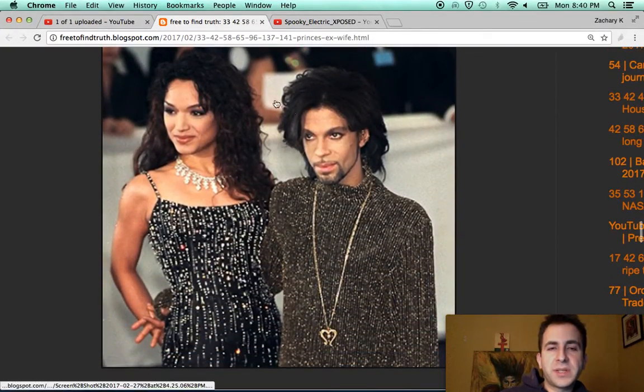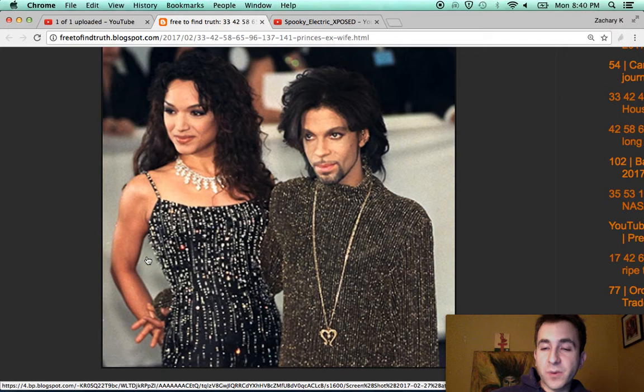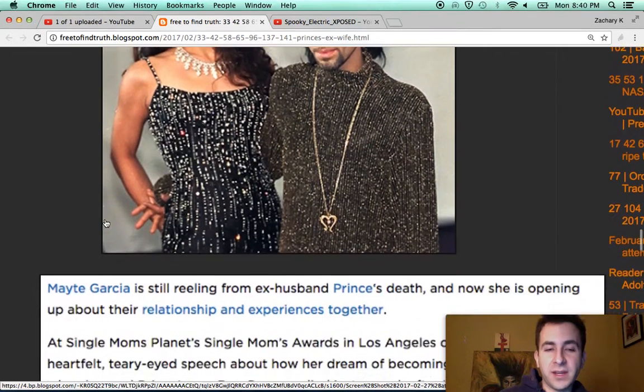So here's Prince and his wife that he was married to on Valentine's Day. Remember, the word marriage equals 45. Valentine's Day, the 45th day of the year. Fitting day.